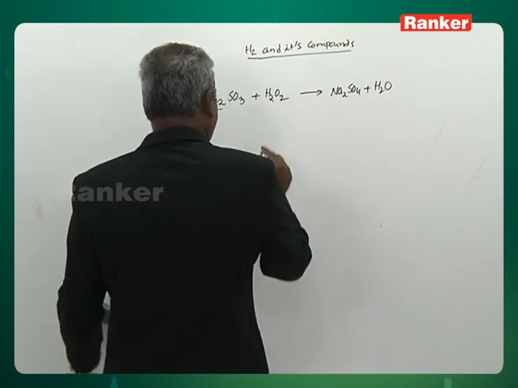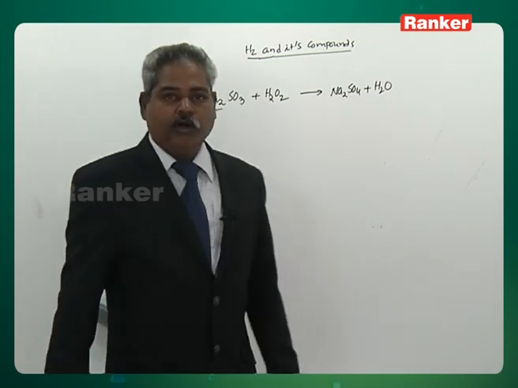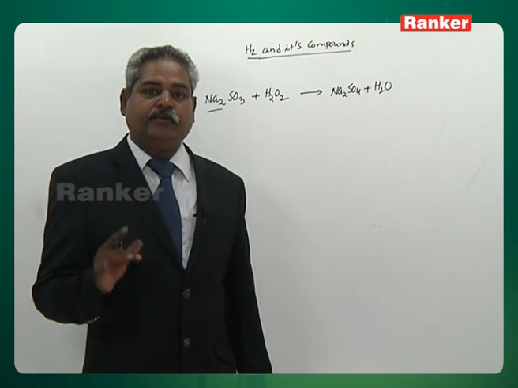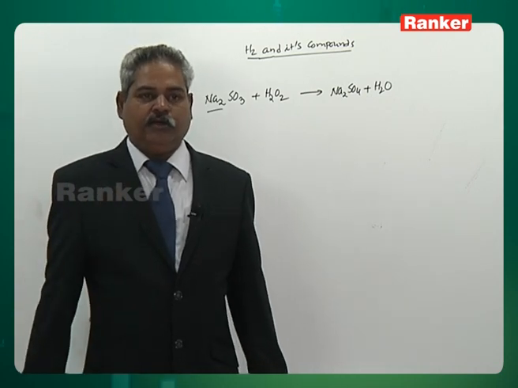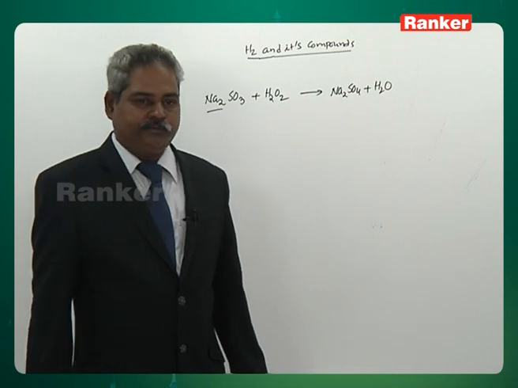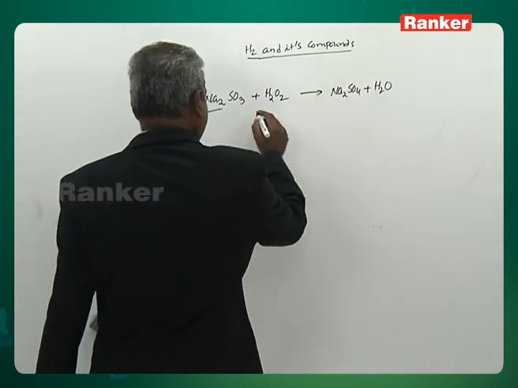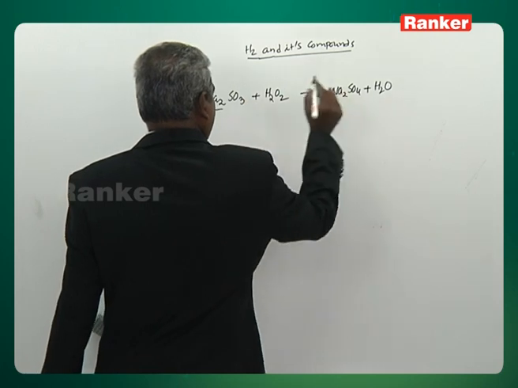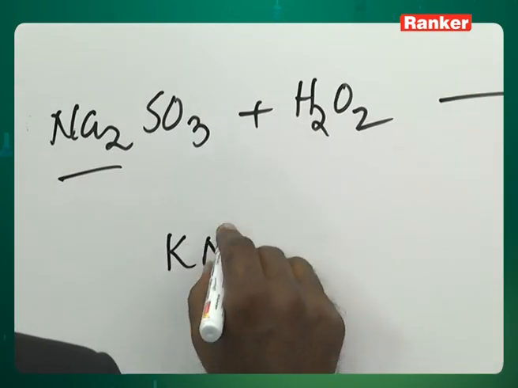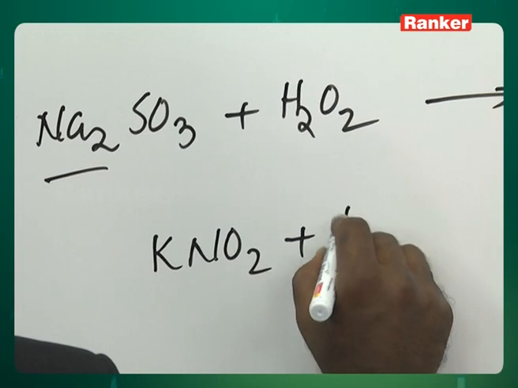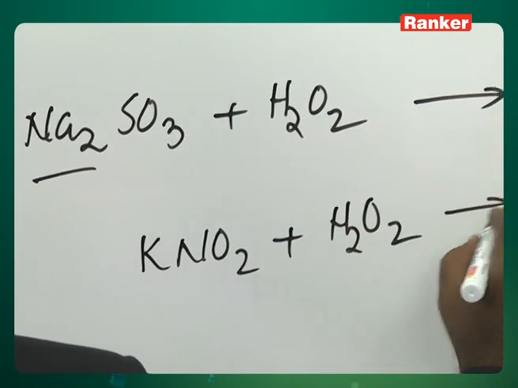So what did I say? Non-metals want to form as many bonds as possible. Now, Na2SO4, H2O. Next, KNO2 and H2O2. Same thing once again.